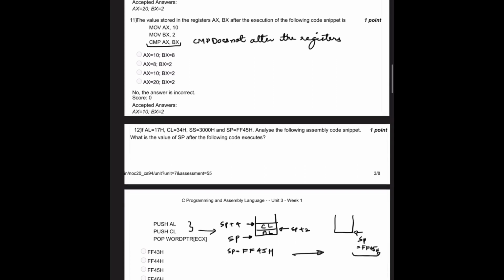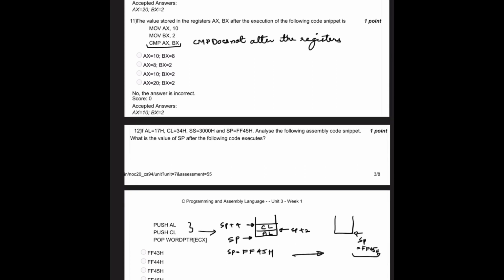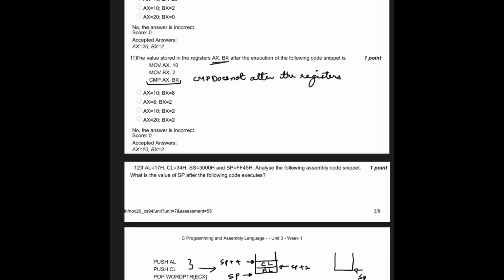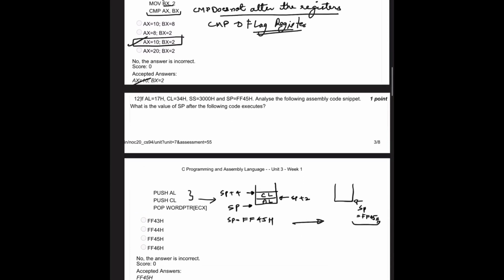right? Question 11. The value stored in the register AX, BX after the execution of the following code snippet is. As we saw earlier, the CMP, the compare instruction, only alters the flag register. It alters the flag register and does not affect any other register. Hence the values of AX and BX remain the same. So this is the correct answer: AX equal to 10 and BX equal to 2.